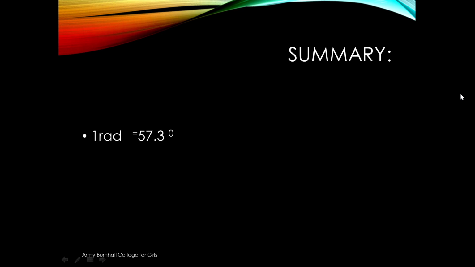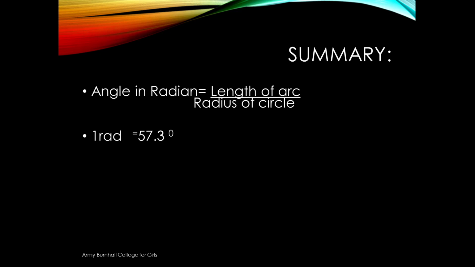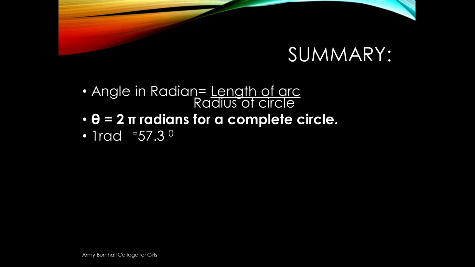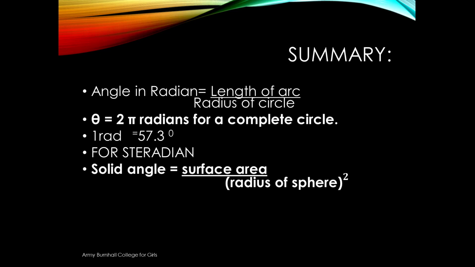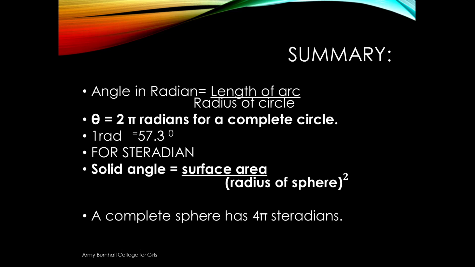Okay, so we have discussed over here in this discussion about radian and steradian. 1 radian was equal to 57.3 degrees. Angle in radian is having formula length of arc divided by radius of the circle, and we have proved this thing that theta is equal to 2 pi radians for a complete circle. And in steradians we have discussed this thing, formula of solid angle is equal to surface area divided by radius of the sphere square, and a complete sphere has 4 pi steradians.